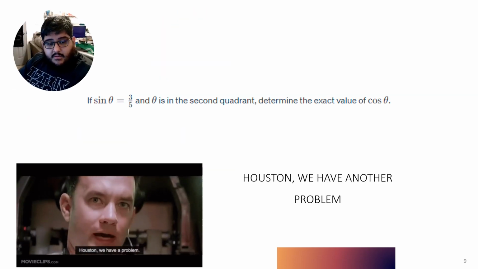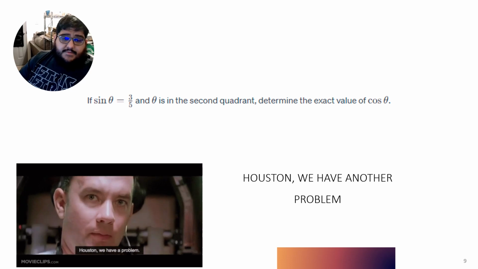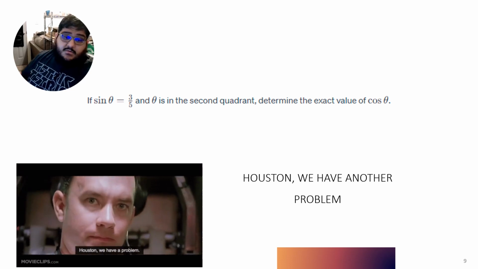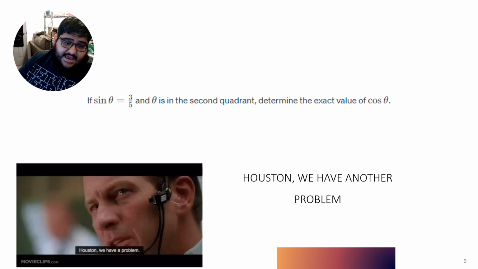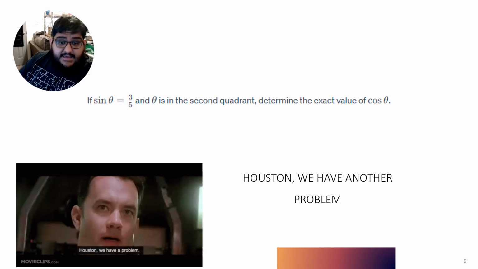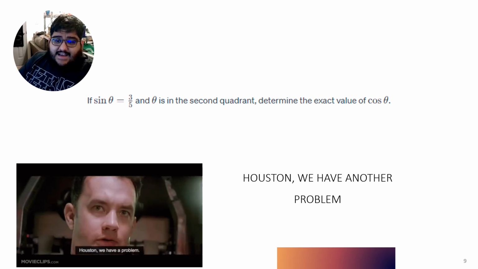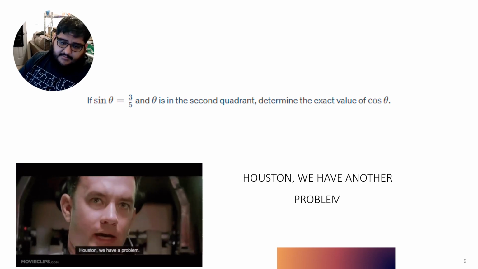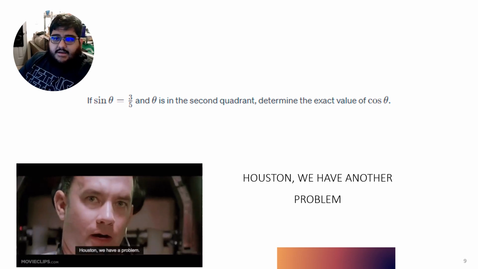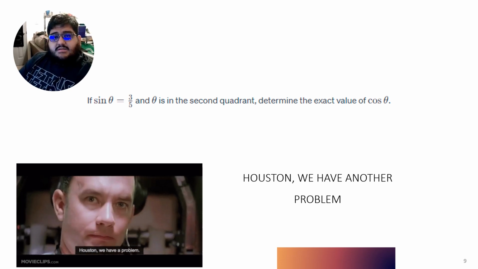Alright, so I got another problem here. For this one, if sine theta is equal to 3 over 5 and theta is in the second quadrant, determine the exact value of cosine theta. So we're going to go to the next slide, which is going to be the solution.